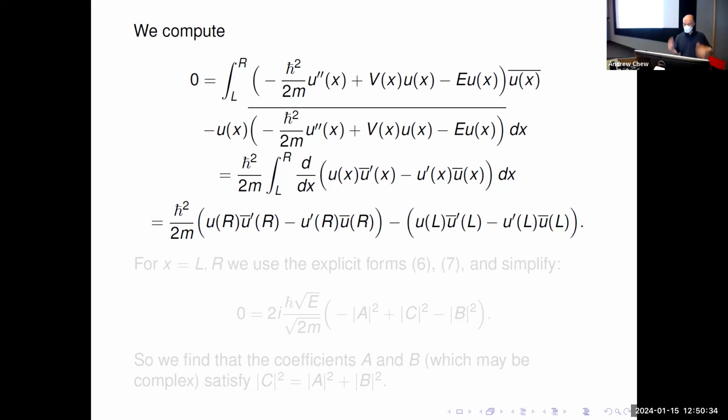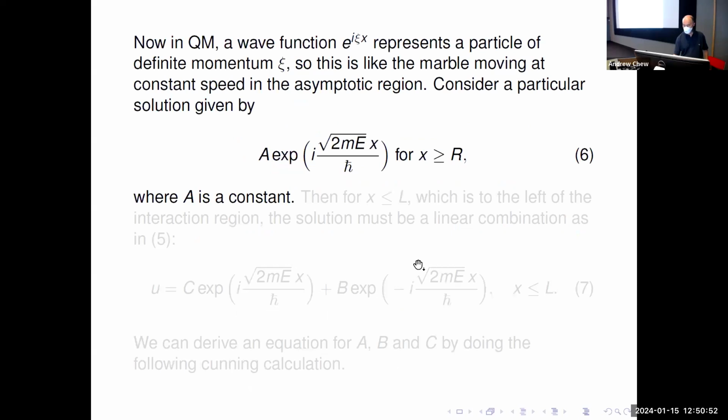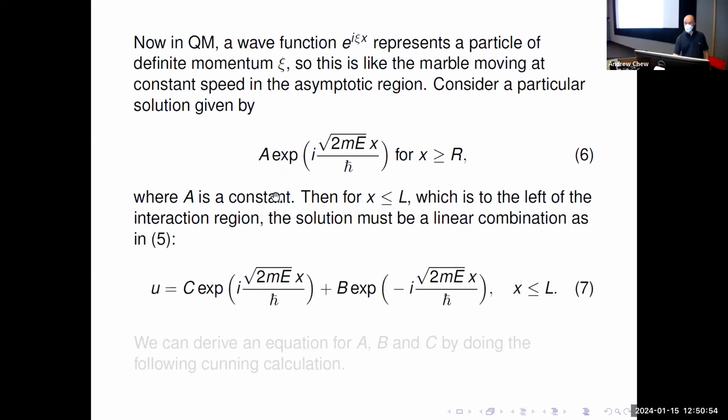All right, so I'm not going to do the full calculation, but now what we're going to do, we agreed that we had certain explicit forms for u both in the left and the right asymptotic region. So here and here. So we just substitute these forms in for x greater than or equal to R and x less than or equal to L.